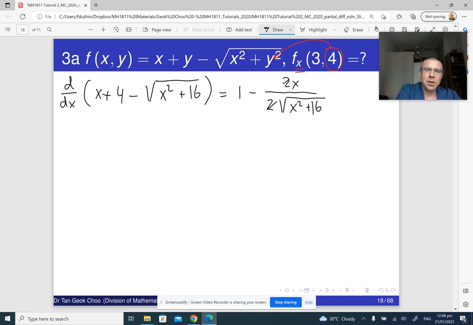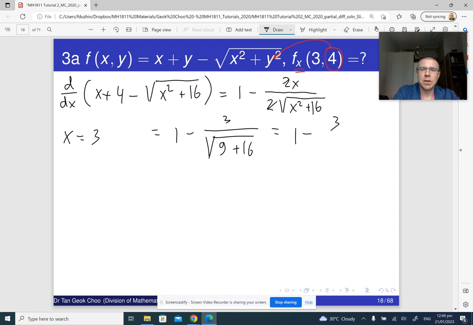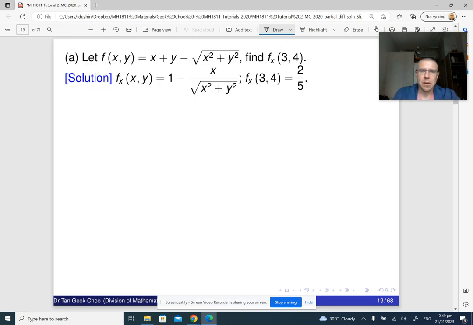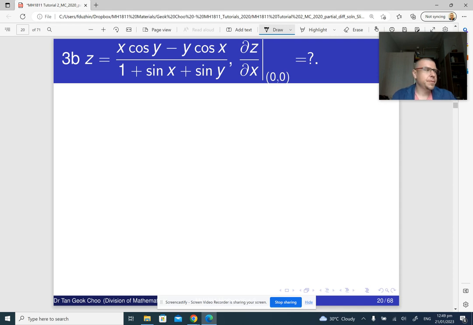And then we substitute the actual value, so x is now 3. So we get 1 minus 3 divided by the square root of 3 squared, which is 9, plus 16, which is 1 minus 3 fifths. 9 plus 16 is 25, the square root is 5, so it's 2 fifths, or if you want, 0.4. Okay, second.